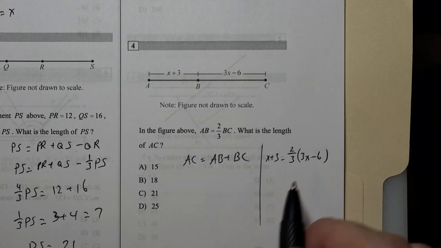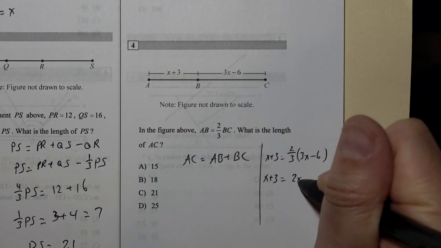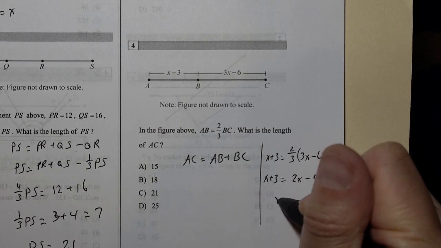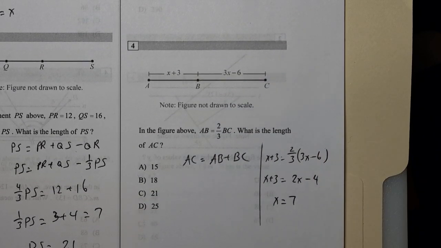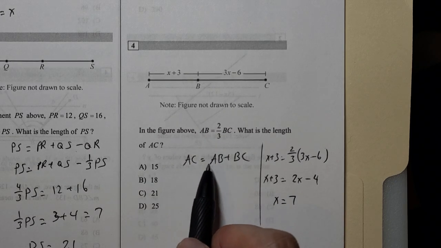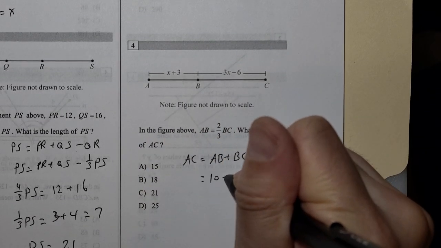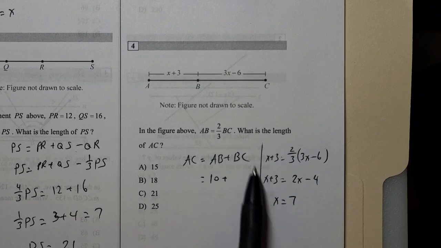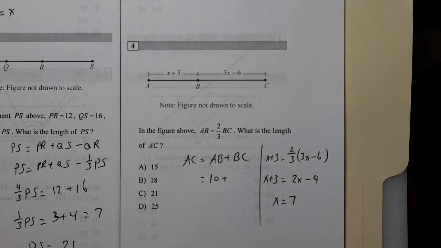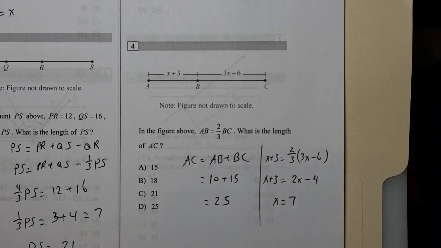Let's distribute this to both terms. So x plus 3 is, the 3's would cancel, so you're left with 2x here. 6 divided by 3 is 2, so it should be minus 4. Okay? So x is equal to what? 7. Okay? So what is AB? It's x plus 3, so 7 plus 3, which is 10, plus, you can either use this or use that. This is BC, so 21 minus 6, that's 15, right? So the answer is 25.